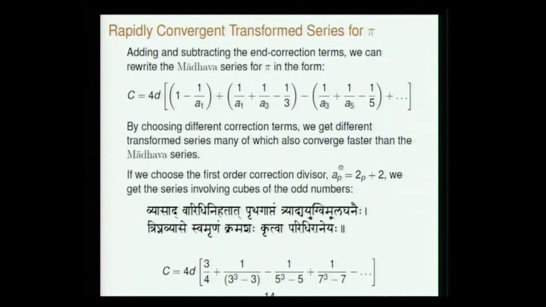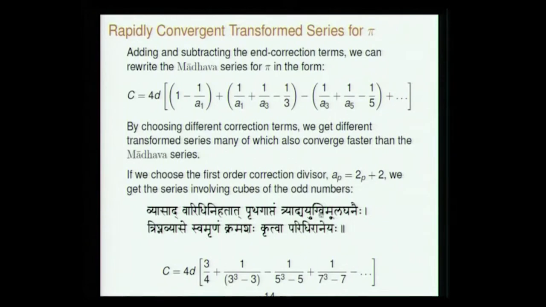So, if you use just this 2p plus 2 and plug it in here, for 1 over a1, 2 into 1 plus 2, for 1 over a3, 2 into 3 plus 2. So, put it in and go on. Then what you get is a series like this. And this series was expressed by Madhava this way. Vyasat varidhi nihatat prithagaptam triyadi ayug vimula ghanaihi trigna vyase swamrinam kamashakritva paridhi aneyaha.